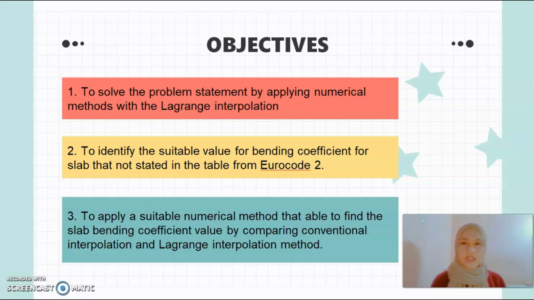The objective of this project, the first one, is to solve the problem statement by applying numerical methods with Lagrange Interpolation. The second one is to identify the suitable value for bending coefficients for slab that is not stated in the table from Eurocode 2. The third one is to apply a suitable numerical method that is able to find the slab bending coefficient value by comparing conventional interpolation and Lagrange Interpolation method.